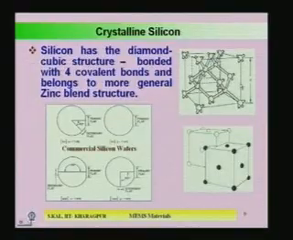This is the crystal structure of single crystal silicon. You can see the bond; this is basically a diamond cubic structure bonded with 4 covalent bonds, and it belongs to the more general zinc blende structure. So, a face centered cubic. This is a cube structure, and on each face there is also a silicon atom. This is silicon, silicon, silicon and silicon, and at the face another one, known as a face centered cubic structure. This is the basic structure of crystalline silicon.